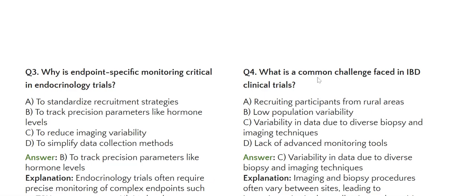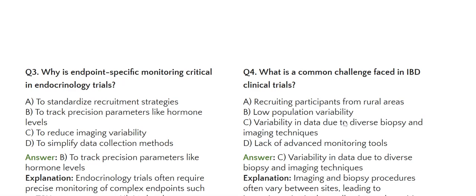So question 4, what is a common challenge faced in inflammatory bowel disease, IBD, clinical trials? Common challenge. A, recruiting participants from rural areas. B, low population variability. C, variability in data due to diverse biopsy and imaging techniques. Or D, lack of advanced monitoring tools. So B and C might be very much similar in reflecting the variability, as low population variability may be applicable.